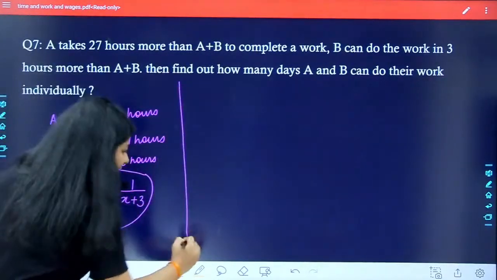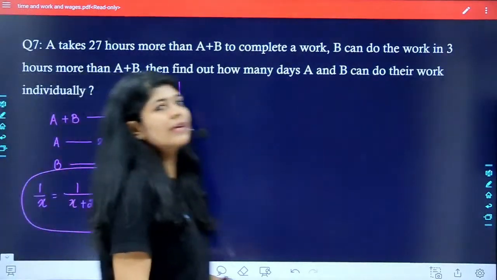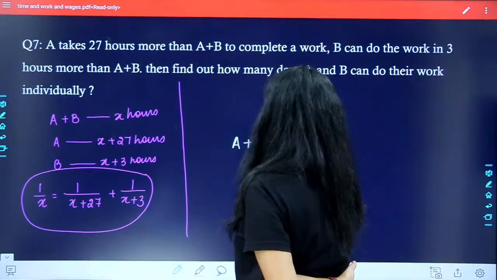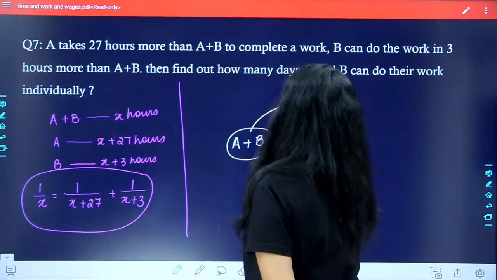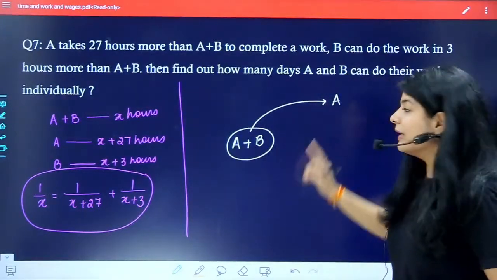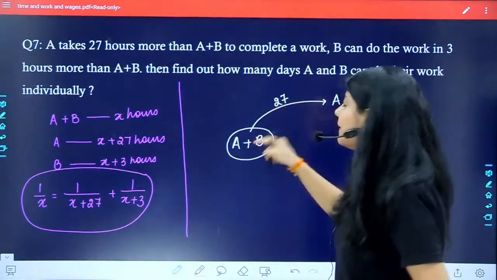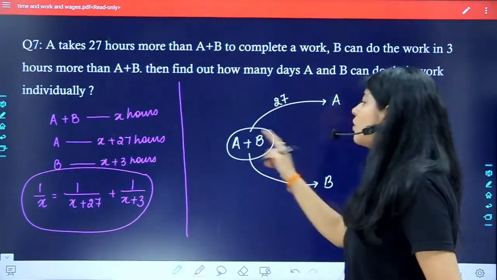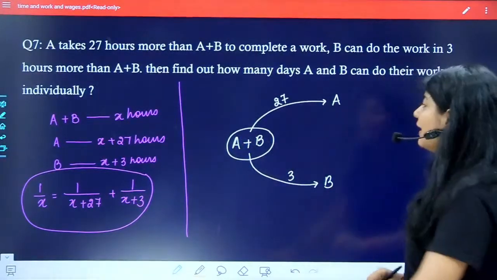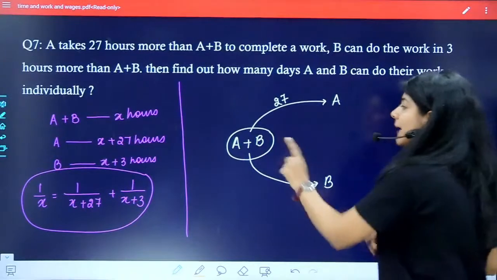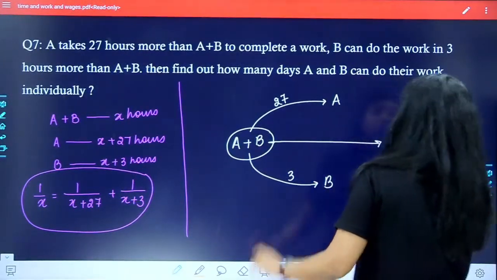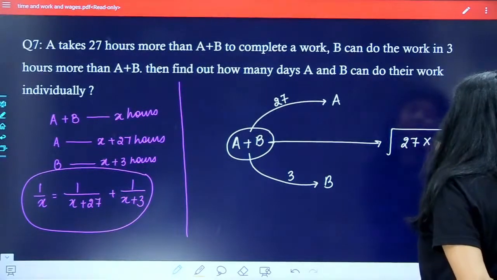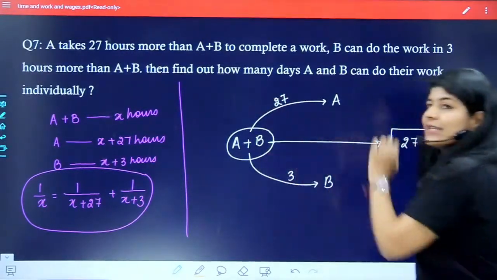This is very lengthy, and whenever we have such a question we can solve it in just a few seconds. What we have to find out is the time taken by A and B together. It is given that the time taken by A individually is 27 hours more than the time taken by A and B, and the time taken by B is 3 hours more than the time taken by both A and B. Whenever we have such a case, we simply take the square root of the multiplication of these values. So I multiply them and take the square root.